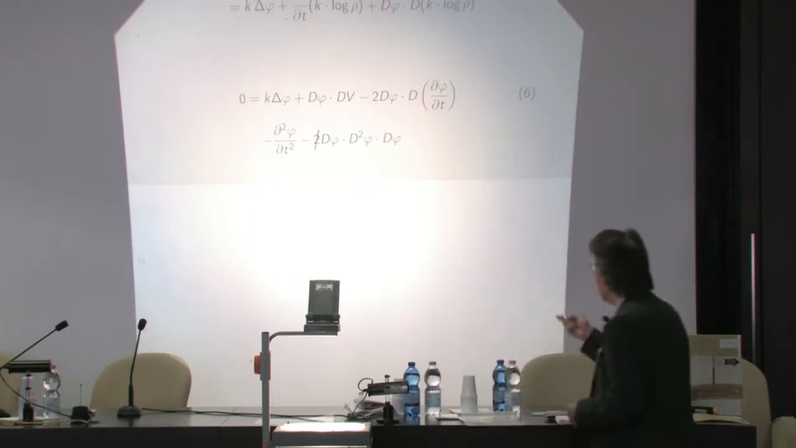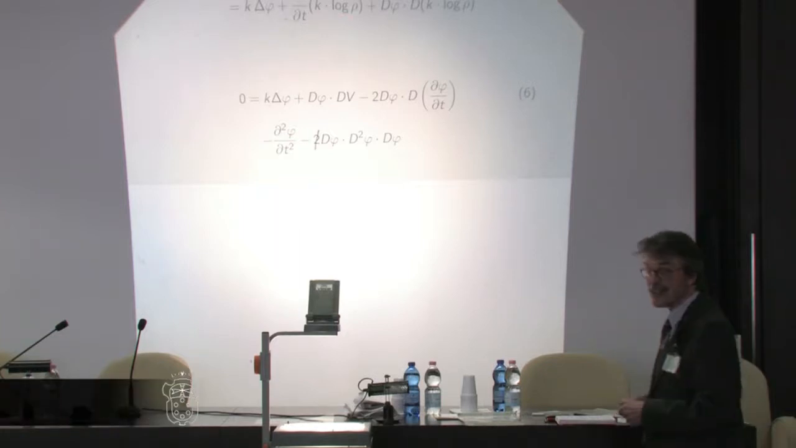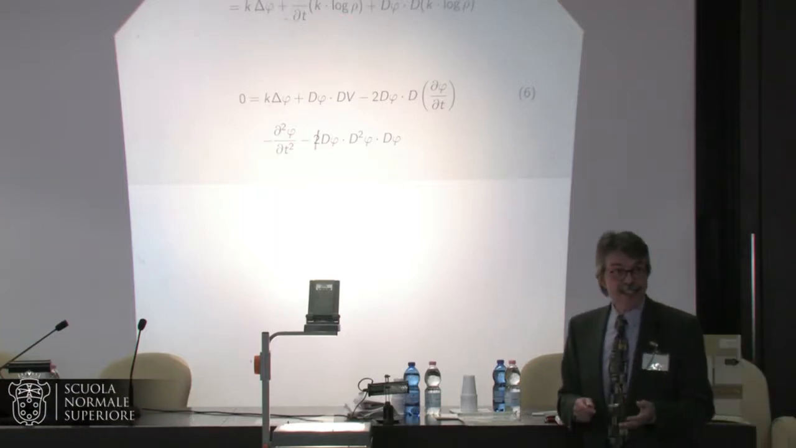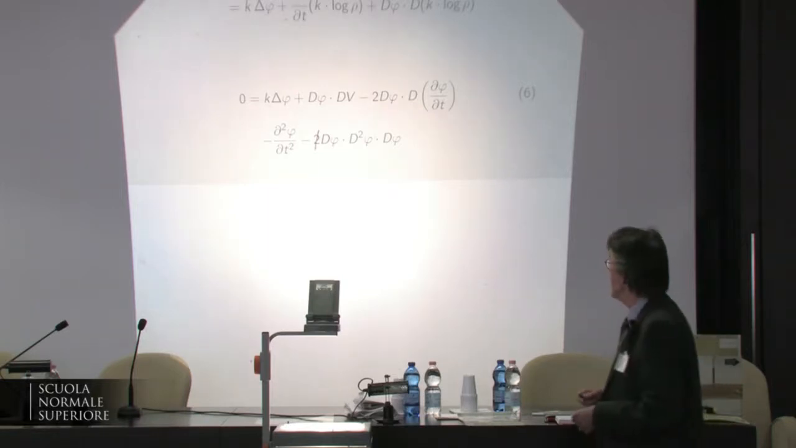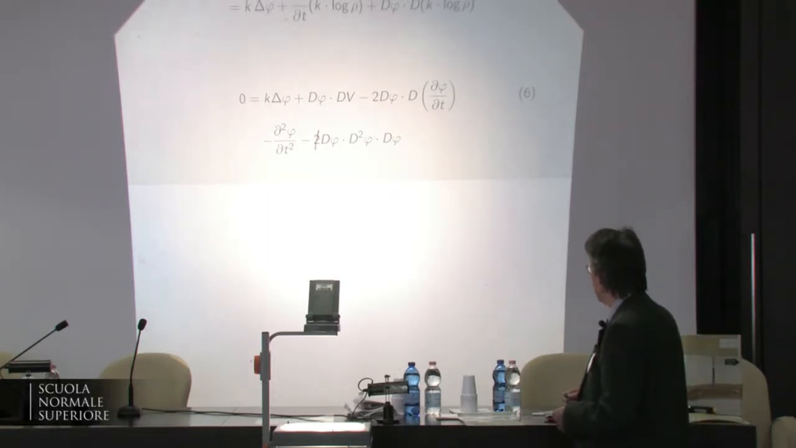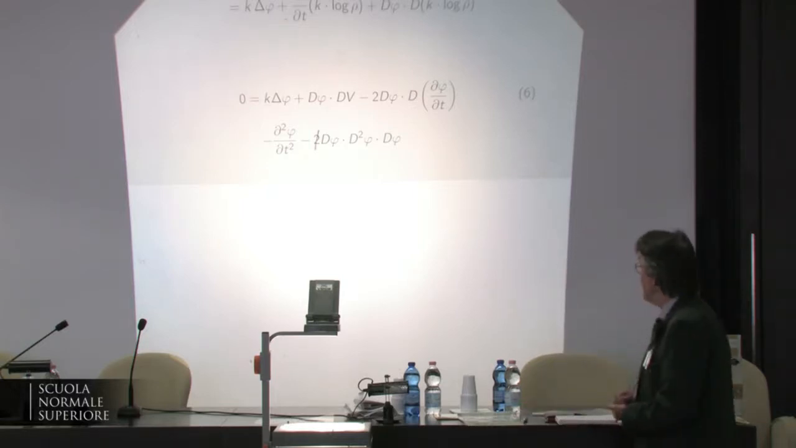Once more, in the way he derives it, he had this special law, but the reasoning would be the same if you have a power law there. You can also use that. It would not be a big problem. Now, what can one say about this equation?